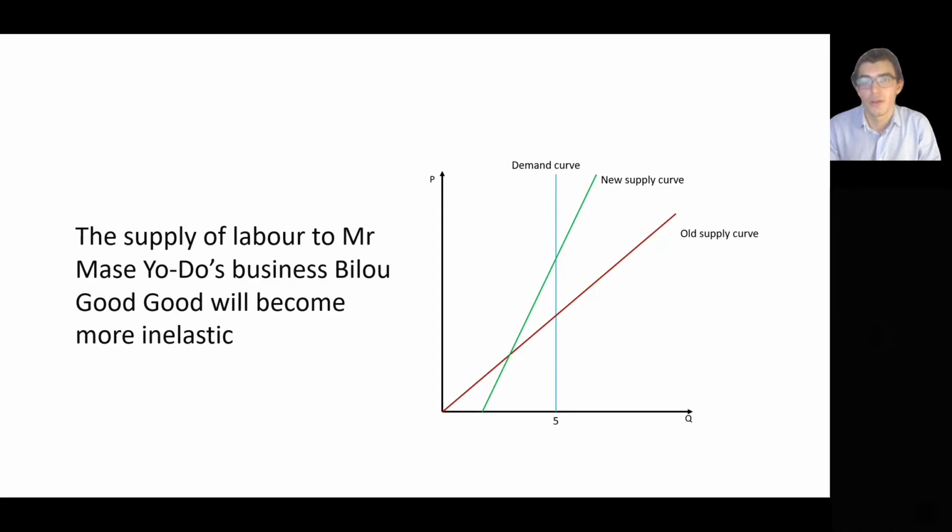We have the blue curve, which is the demand curve. It's at 5 because demand just stays constant, as we saw in the first assumption. As we can see, the new supply curve is a lot steeper, which means a lot more inelastic, and that overall means for this particular demand curve, wages are going to have to go up. So Mr. Masayoda will have to increase his wages.